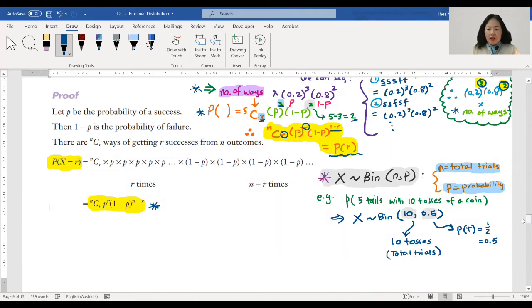Okay, so if I say find the probability of 5 tails with 10 tosses of a coin, my N is 10, isn't it? Because it's 10 trials. And P is the probability of getting a tail, which is 0.5 or a half. So you will write it like this: X ~ Binomial(10, 0.5).